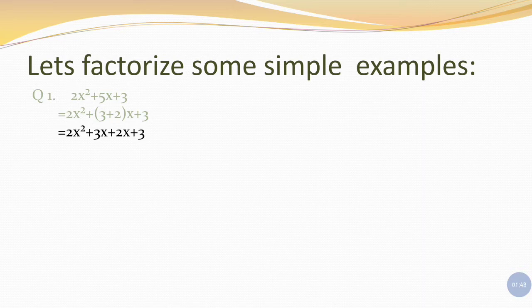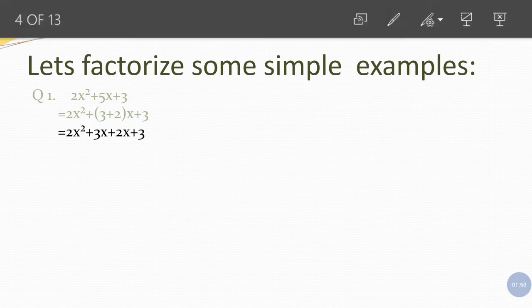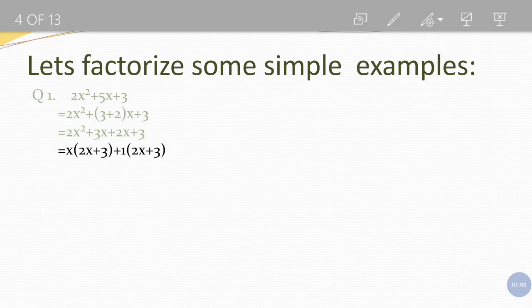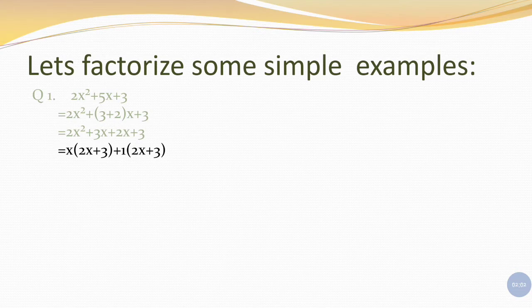Now we have to take common from the first two and the second two. So what will be the common here? You can see x will be common. So 2x plus 3, and in the third and fourth terms, we don't have a common factor, so 1 will be common from there. So we have got the common. 2x plus 3 and 2x plus 3 is the same. So I'll take that common, and x plus 1 I'll write in another bracket, as you have done already in class 9. We'll discuss in the next sum also.